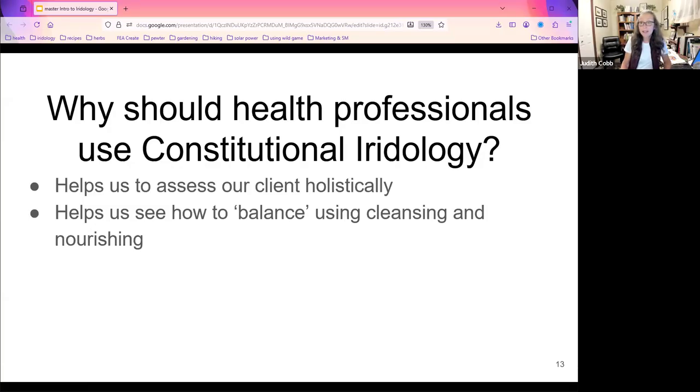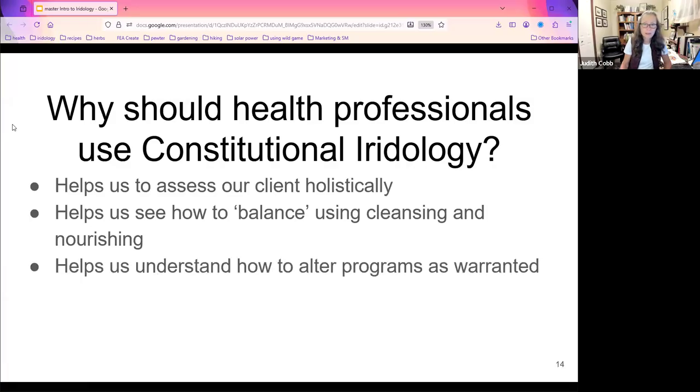Constitutional iridology helps us as health professionals to see how to balance our clients using cleansing and nourishing. This is important. It helps us understand how to alter programs as warranted. How do we modify programs as we go through with this client? Hopefully, you're seeing your clients more than one time. Hopefully, you're seeing them every month for a few months, 5 or 6 months maybe, and then they're in a good place. So now they can go off on their own for a while.